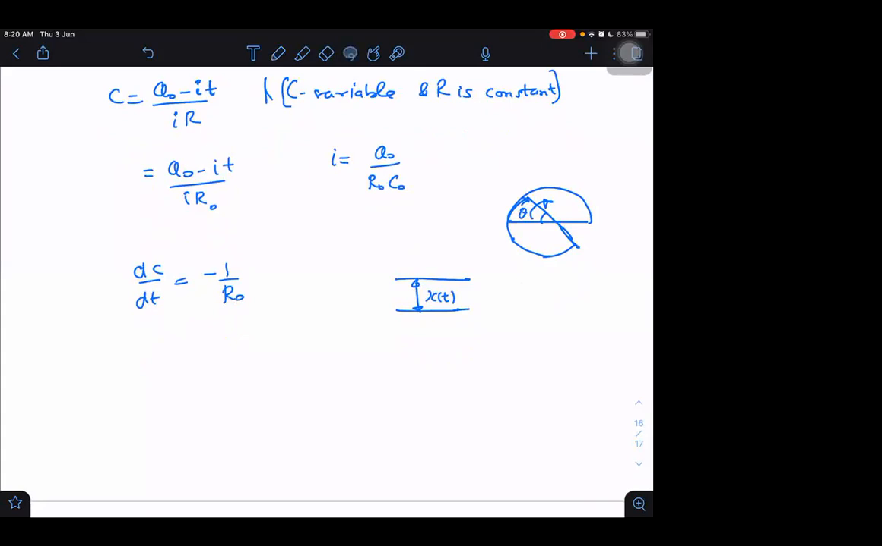Then what could we write the capacitance as? We could write capacitance as epsilon naught into R square theta divided by 2, divided by the distance between the plates D. I am assuming the distance between the plates is D. Right?